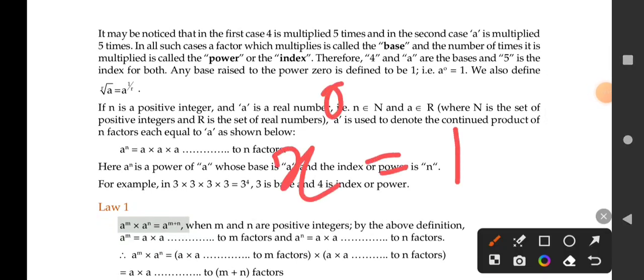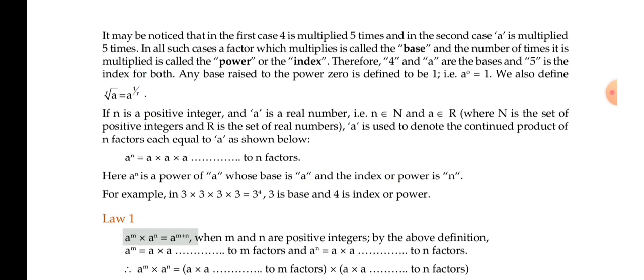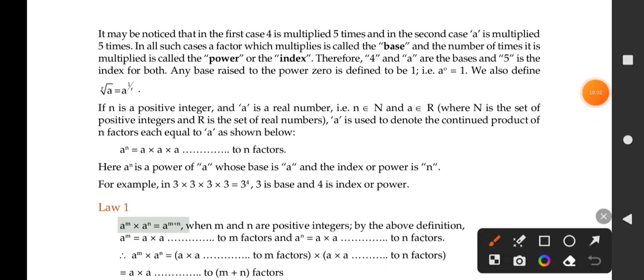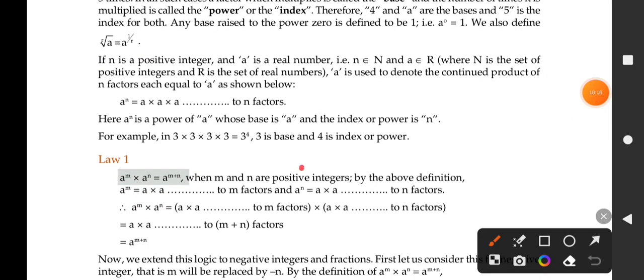X raised to 0 is equal to 1, a raised to 0 is equal to 1, n raised to 0 is equal to 1. Okay, anything raised to 0 is equal to 1, and we assume that a, x or n is a non-zero number. We also define, okay, so I have already told you how to write the nth root, right? So a raised to n, we know this, right?